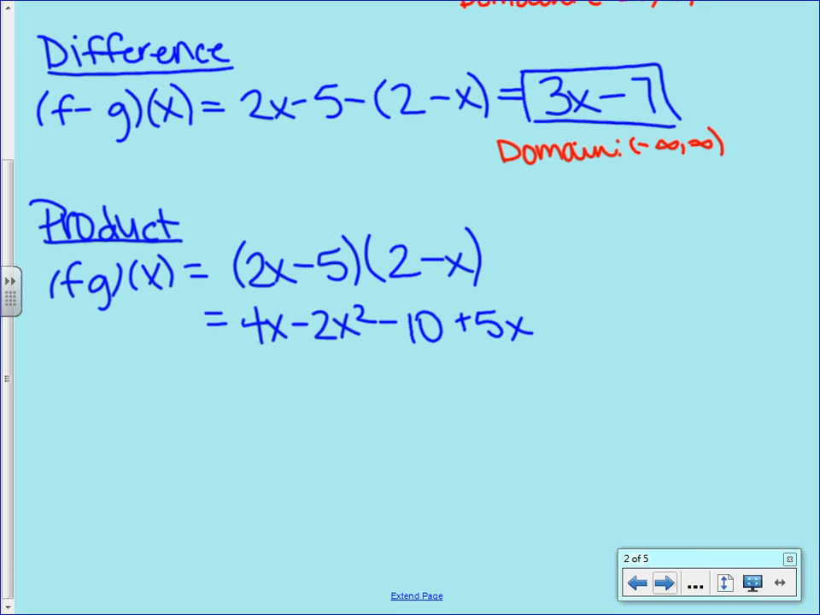Now, I'm kind of picky. When you combine like terms, please put them in order, like you would see them in a function. So from highest degree to lowest degree. So I want negative 2x squared to be first, 4x plus 5x is 9x, and then minus 10. Please organize them in order.